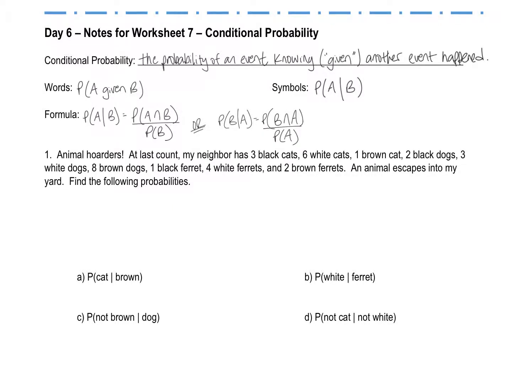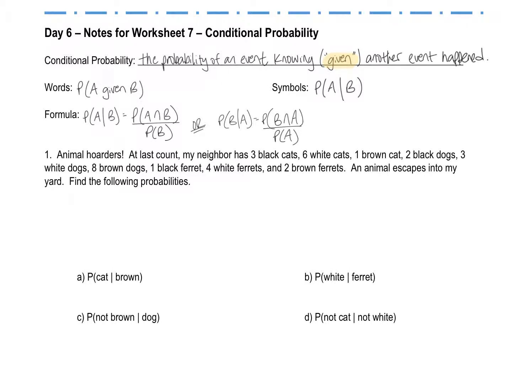Hi, you guys. We've got conditional probability today. So remember, you already know what this bar means in probability with this symbol notation here, but conditional probability is the probability of an event knowing, or given, which is our really important key word here, another event happened.